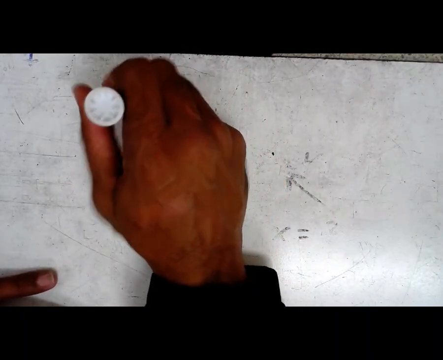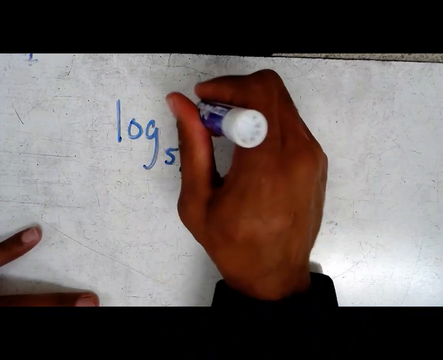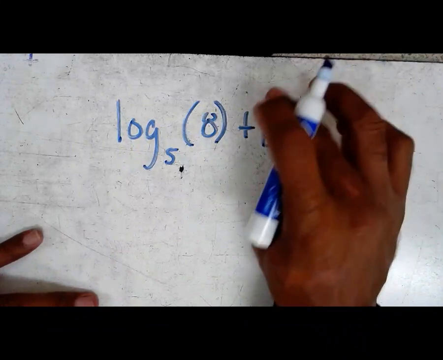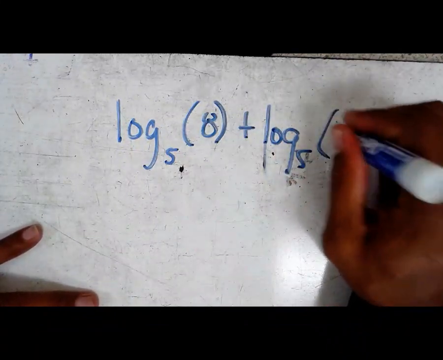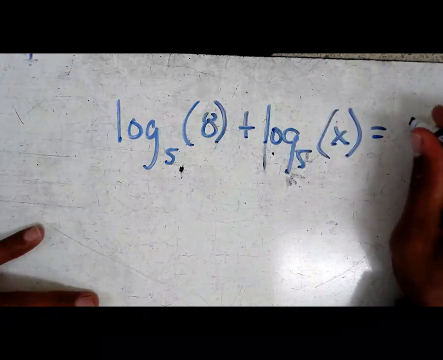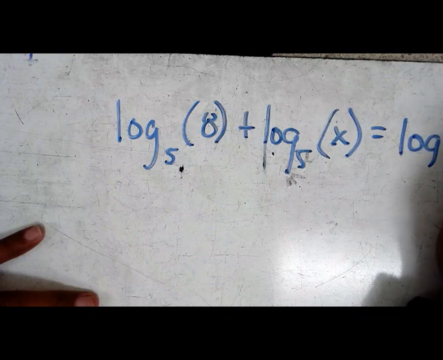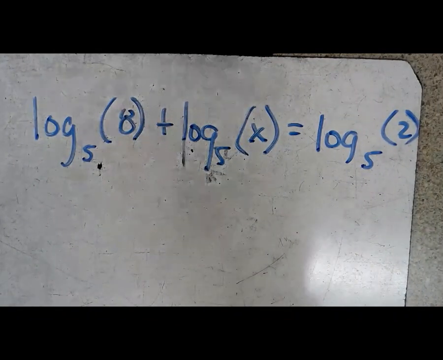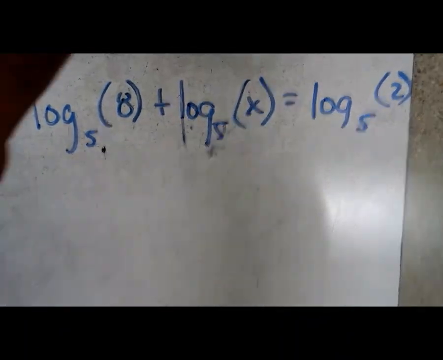All right, so what we're going to do is start off with a little review of logs. So we're going to do log base 5 of 8 plus log base 5 of x equals, we'll say, log base 5 of 2. Once you guys solve that and put in your answer, see what you think.